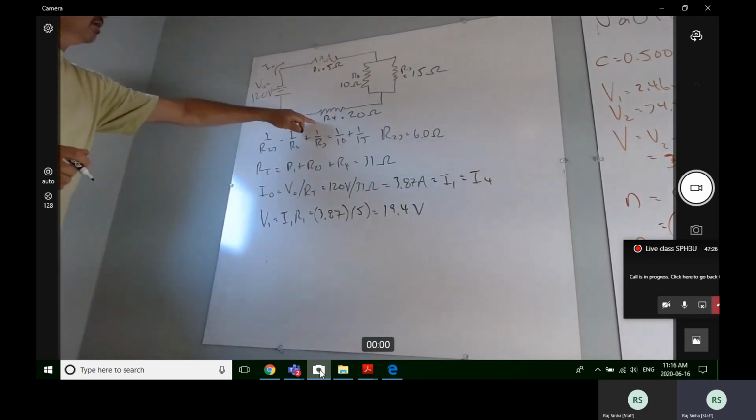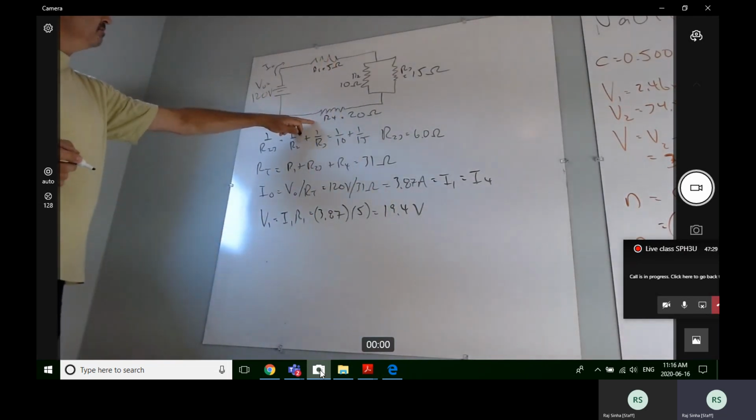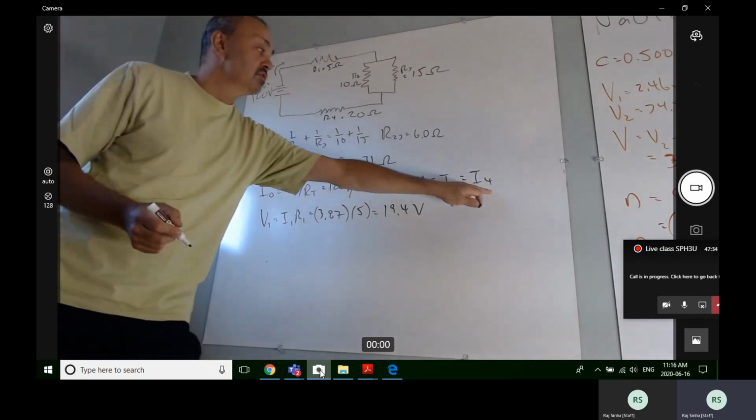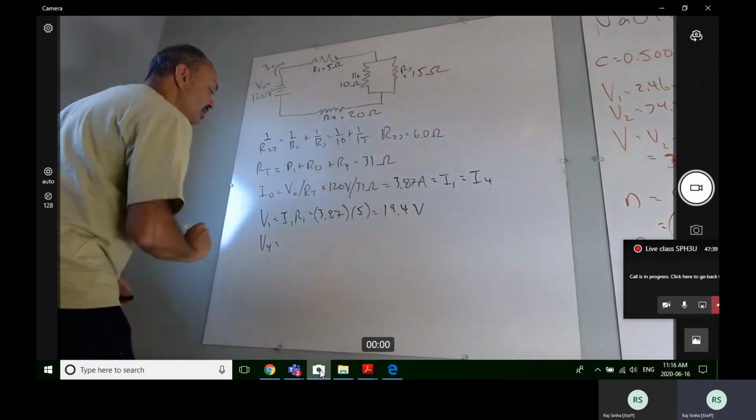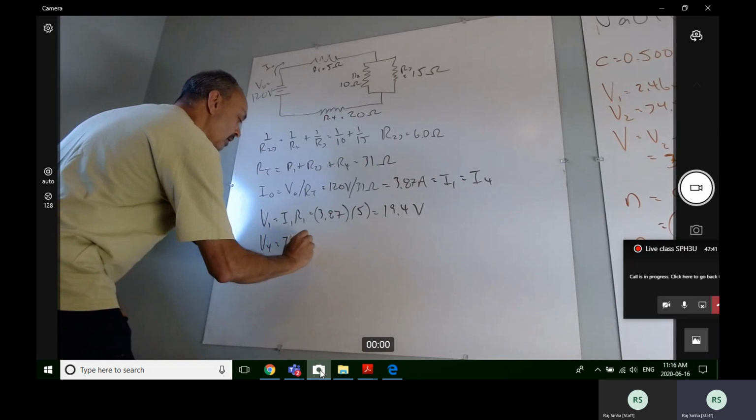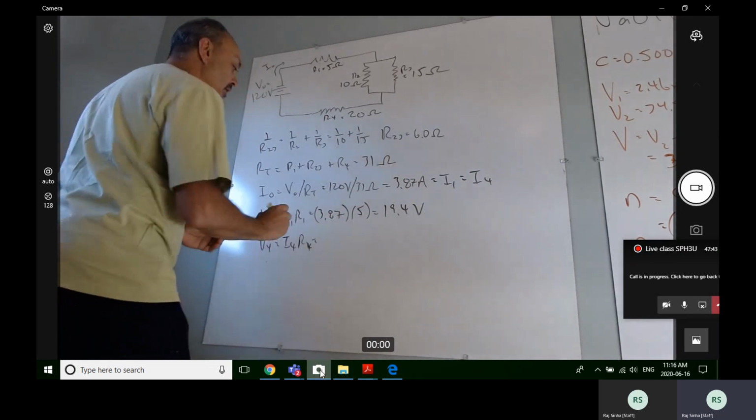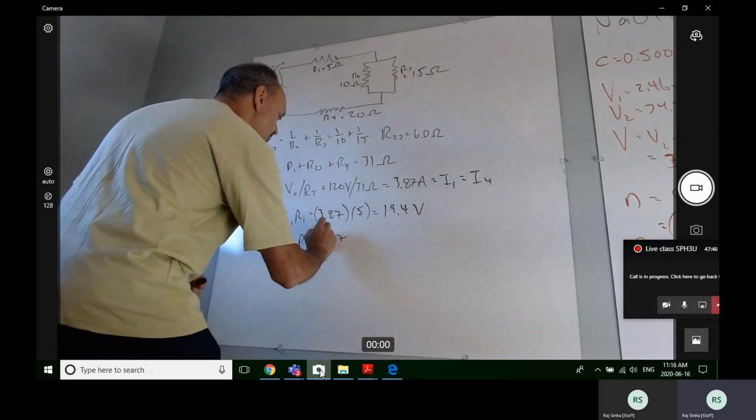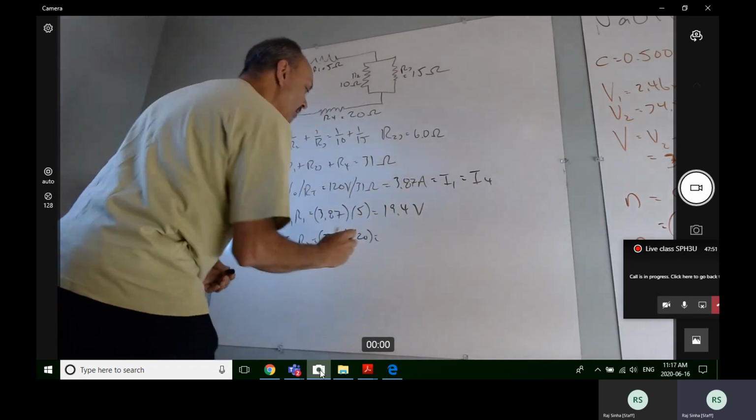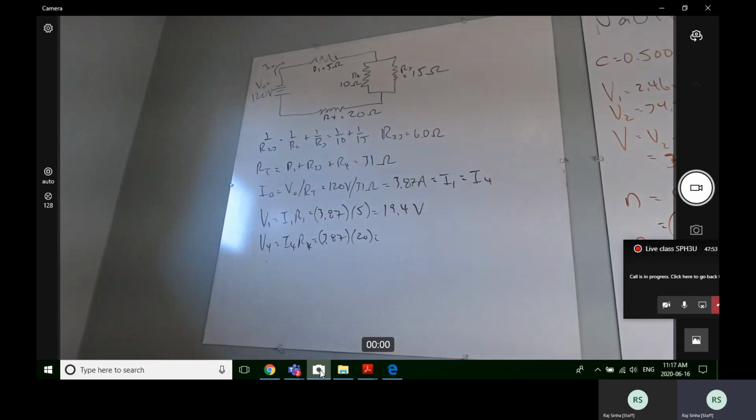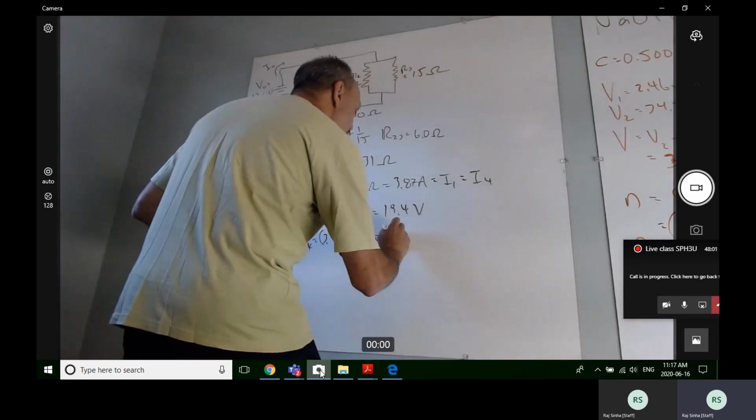If I want to find V4, because I know I4 and R4, there's my I4 that I've already calculated. V4 is going to be I4 times R4, which is going to be my 3.87 times the resistance of 20. In other words, I'm going to take the answer that I had before. I'm getting 77.4 volts.